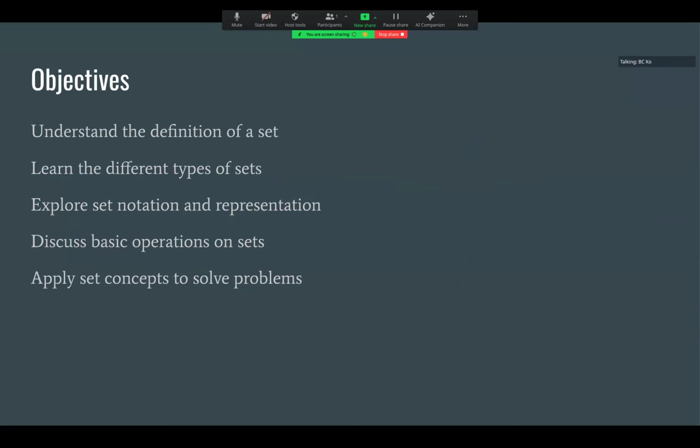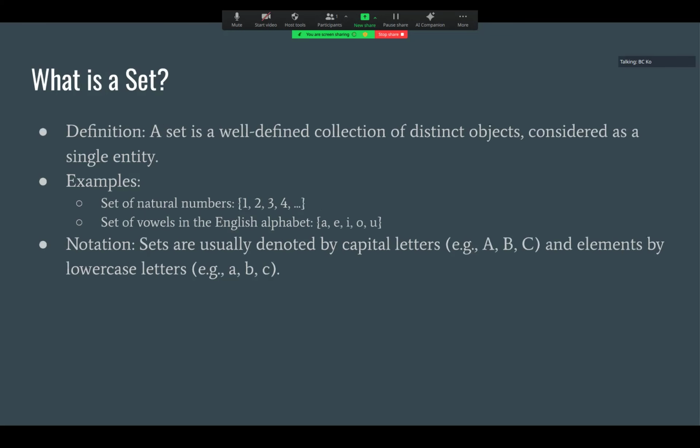Objectives. By the end of this lecture, you should be able to understand what a set is and identify different types of sets, and you will learn how to use set notation and representation, understand basic operations on sets, and apply these concepts to solve problems. Let's get started.